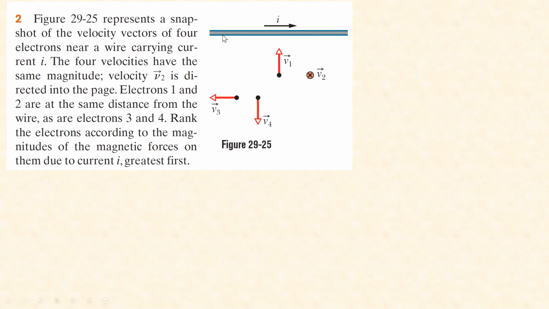So this current I creates a magnetic field, and the magnetic field applies a force on a moving charge. So these electrons that are moving experience a force. We want to rank the electrons according to the magnitude of the magnetic forces on them due to the current I. Any ideas?